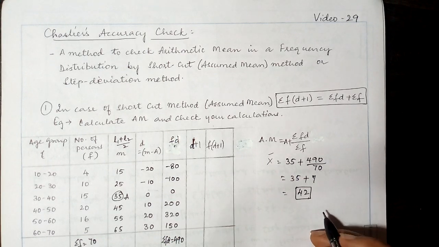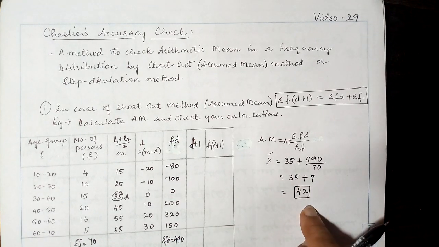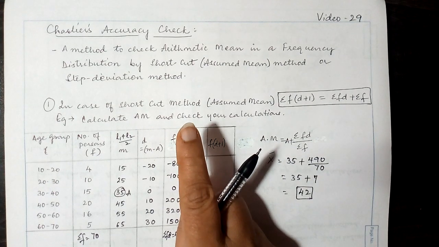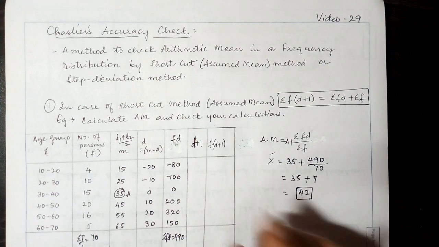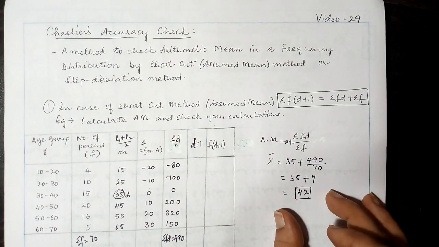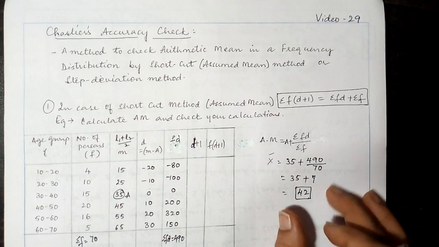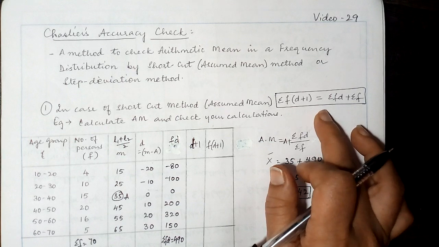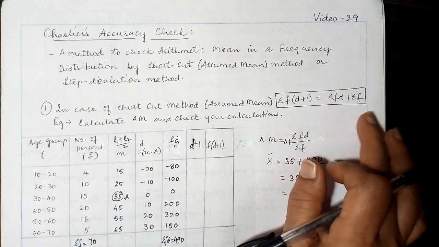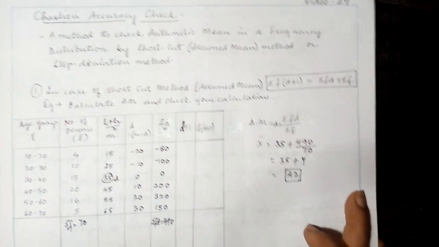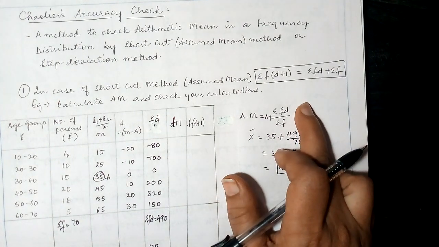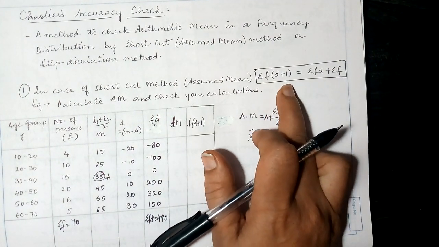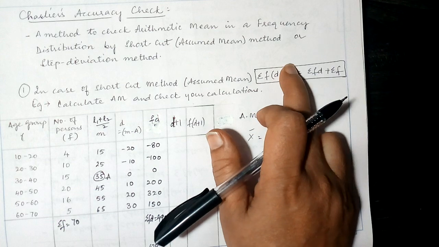Now what we have to do is, we found out the arithmetic mean. Now using Charlier's accuracy check, we are going to find out whether our mean is correct or not. For that we will need this formula: sigma f of d plus 1 is equal to sigma fd plus sigma f. Just keep the formula at hand and then find out f of d plus 1. So let's find out first d plus 1.